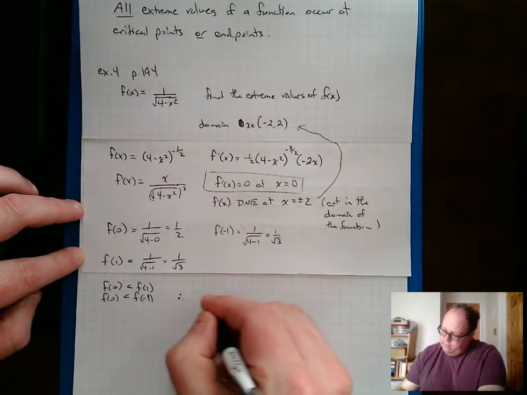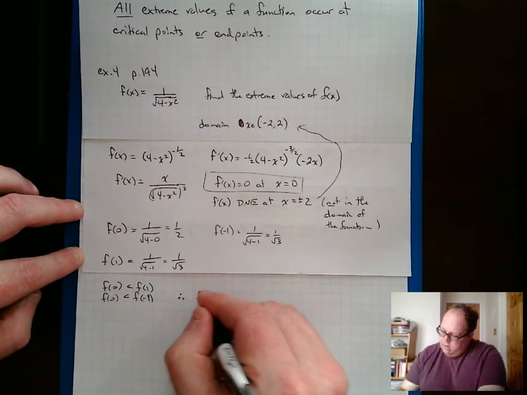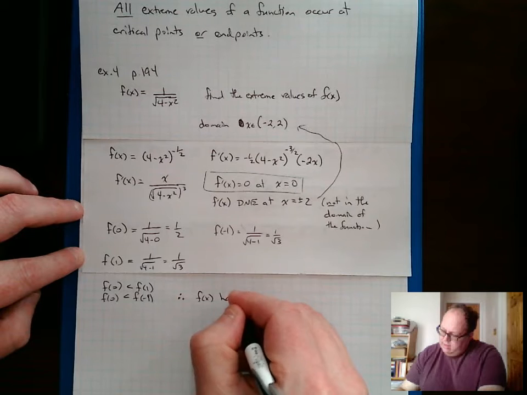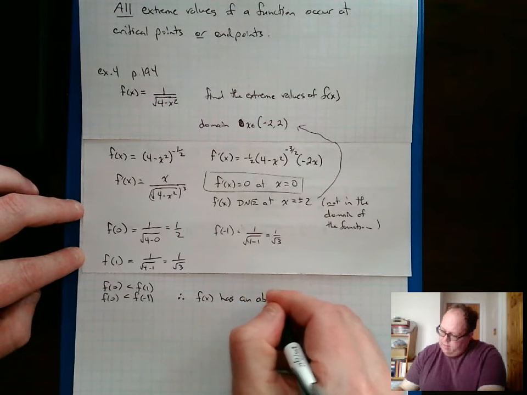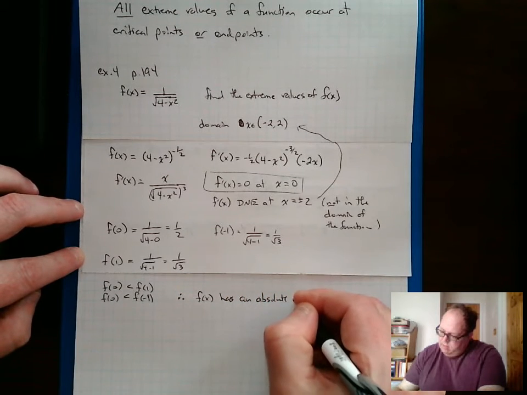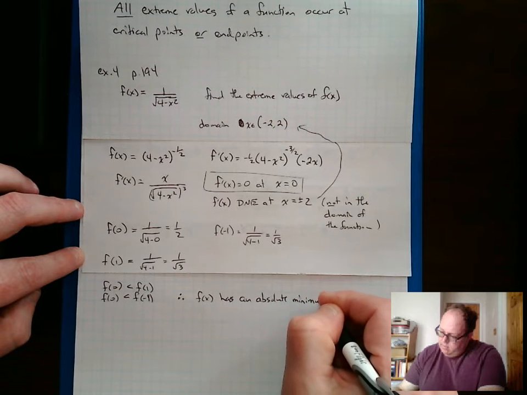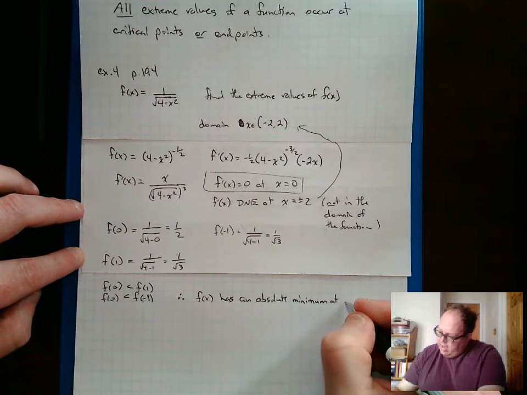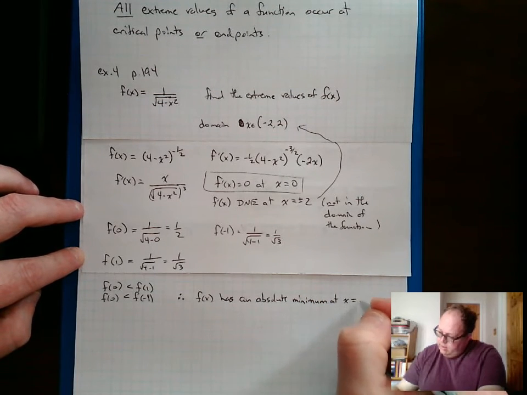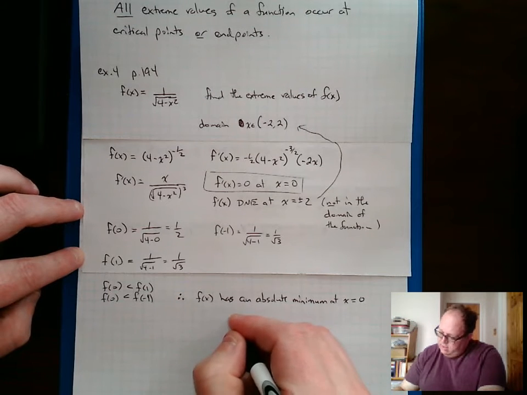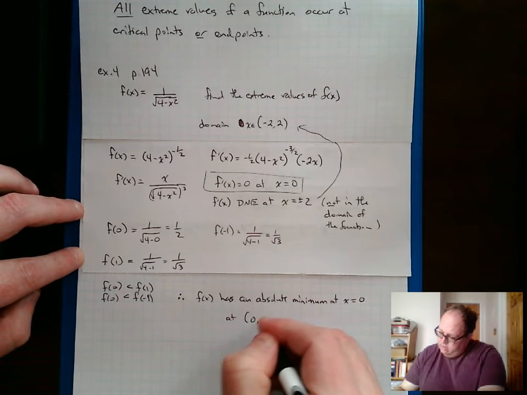Therefore, f of x has an absolute minimum at x equals 0, specifically at 0 and 1/2.